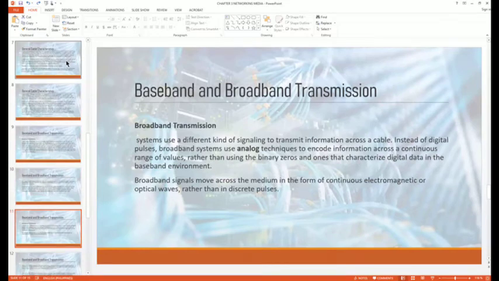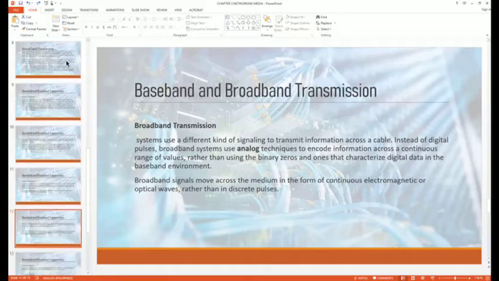So next will be broadband transmission. Broadband systems use a different kind of signaling to transmit information across a cable. Instead of digital pulses, broadband systems use analog techniques to encode information across a continuous range of values rather than using the binary zeros and ones that characterize digital data in the baseband environment. Broadband signals move across the medium in the form of continuous electromagnetic or optical waves rather than in discrete pulses.